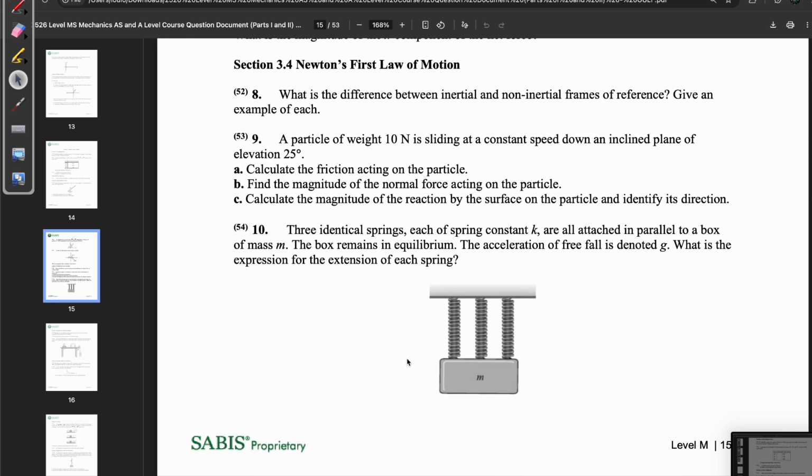Three identical springs, each of spring constant K, are all attached in parallel to a box of mass M. The box remains in equilibrium. The acceleration of free fall is denoted G. What is the expression?